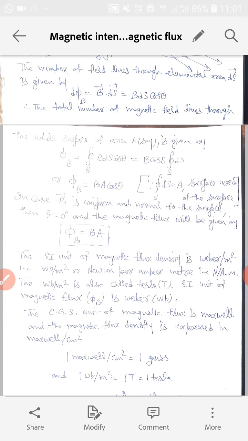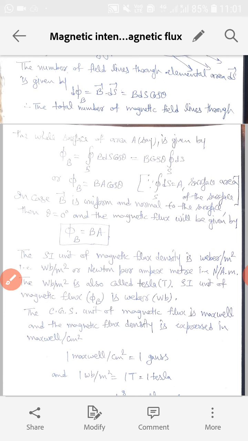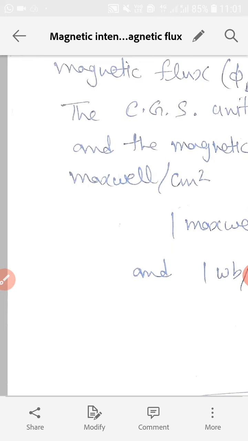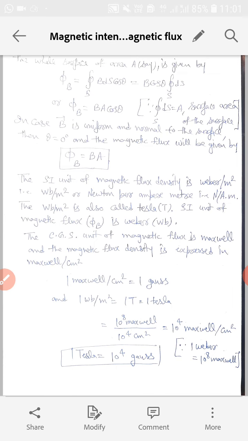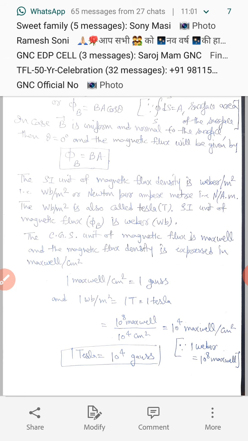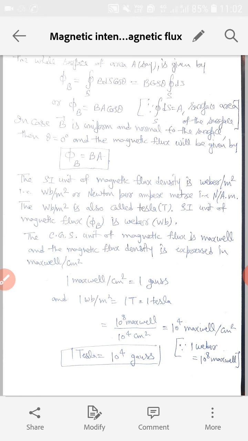Above we have discussed the SI unit of magnetic flux density, which is Weber per meter square, and the SI unit of magnetic flux, which is Weber, Wb. Now we'll discuss the CGS unit of magnetic flux. It is Maxwell, and the magnetic flux density is expressed in Maxwell per centimeter square. The units of both these quantities, magnetic flux density and magnetic flux, are given in the names of scientists who worked on magnetism.